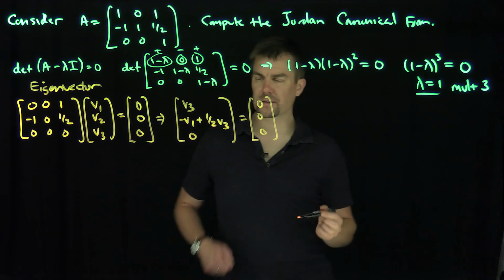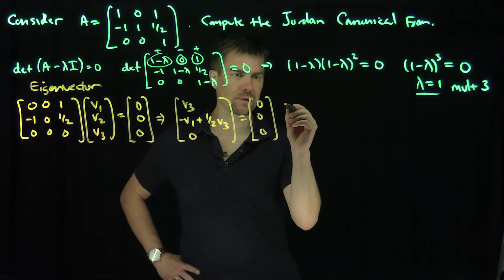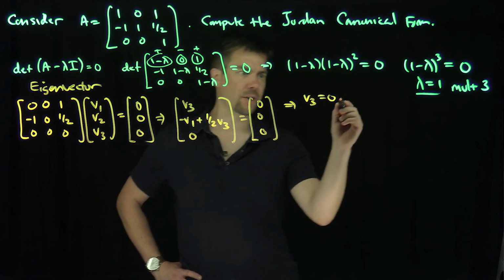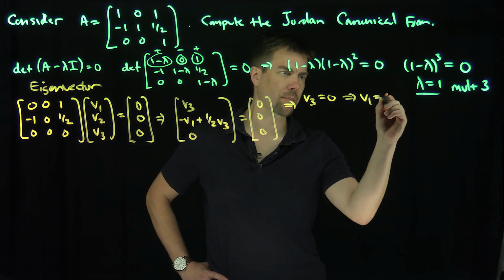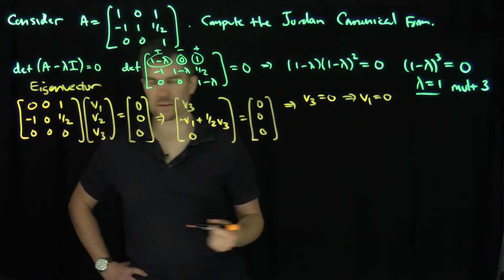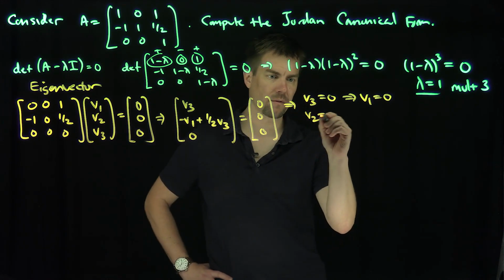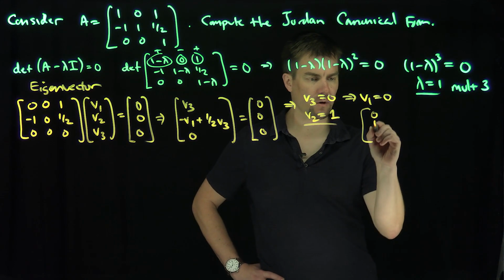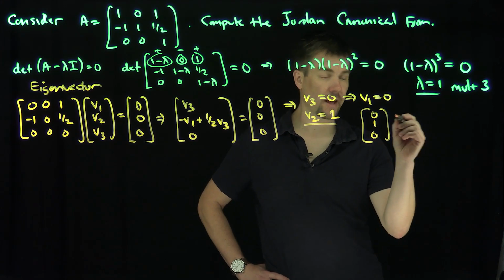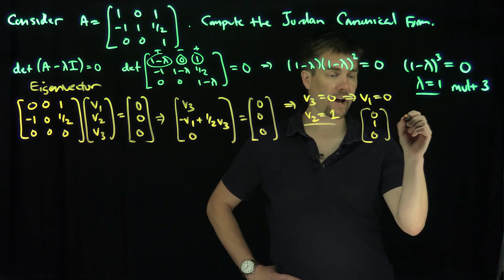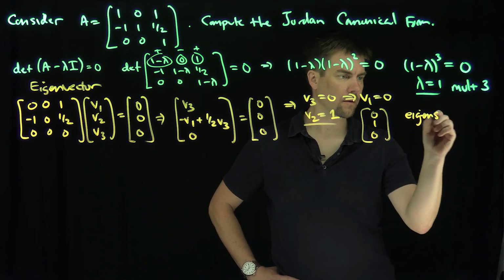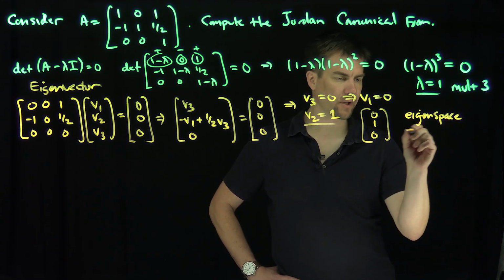And so what this tells me is that V3 is equal to 0. If V3 is equal to 0, that forces V1 to be equal to 0. And of course V2 is free in this case, so I can choose V2 to be 1. Okay? So here's my eigenvector. My eigenvector is 0, 1, 0. That's our eigenvector, and the eigenspace is 1-dimensional.